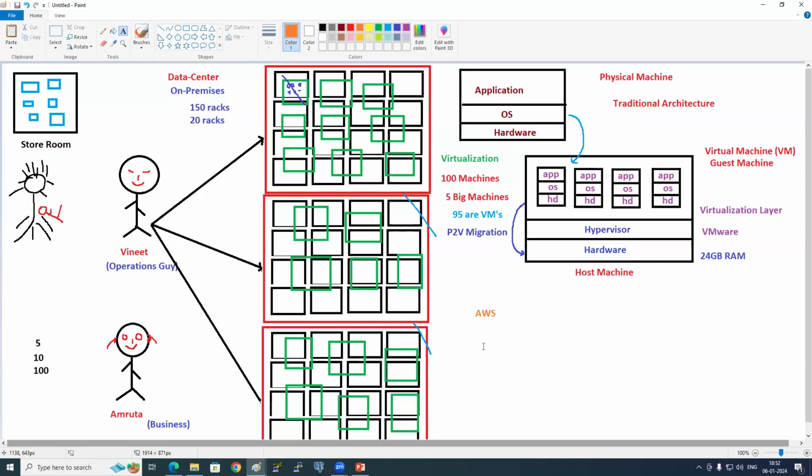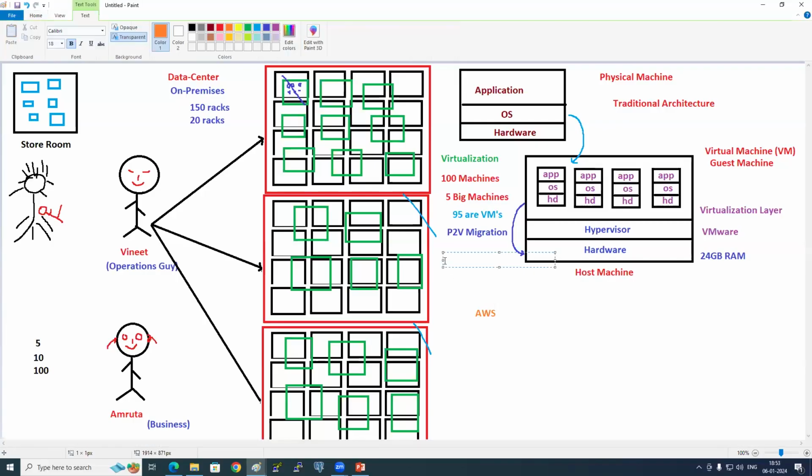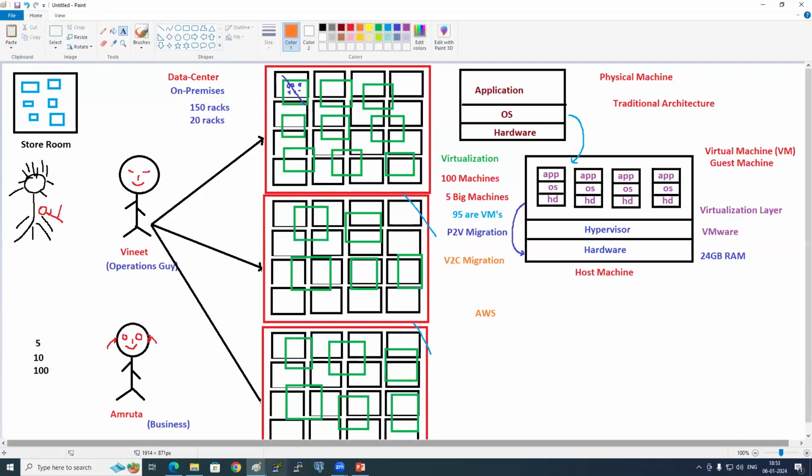I understand everyone got excited, but the thing is, everyone started moving to the cloud. And that's why we call it V2C migration. What is it, Nana? V2C migration. What does V2C migration mean here? Virtual to cloud. Virtual to cloud.